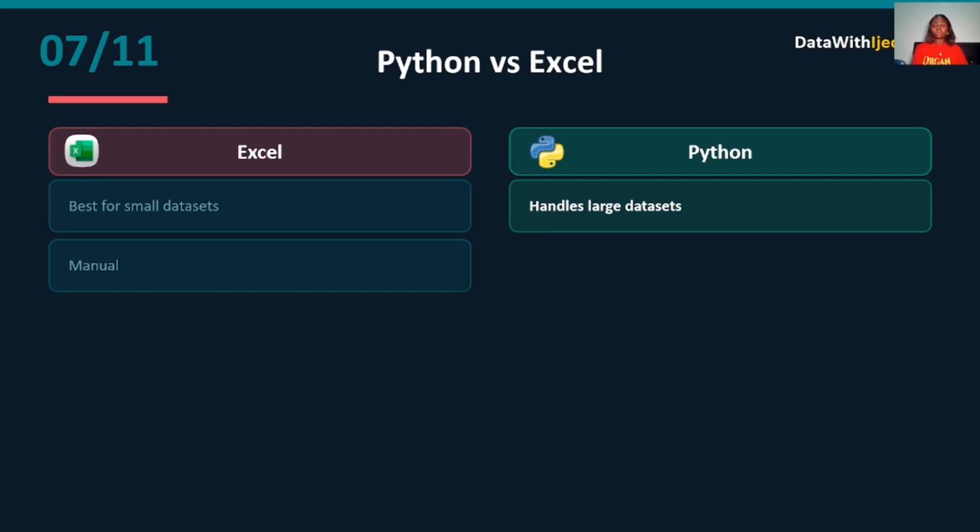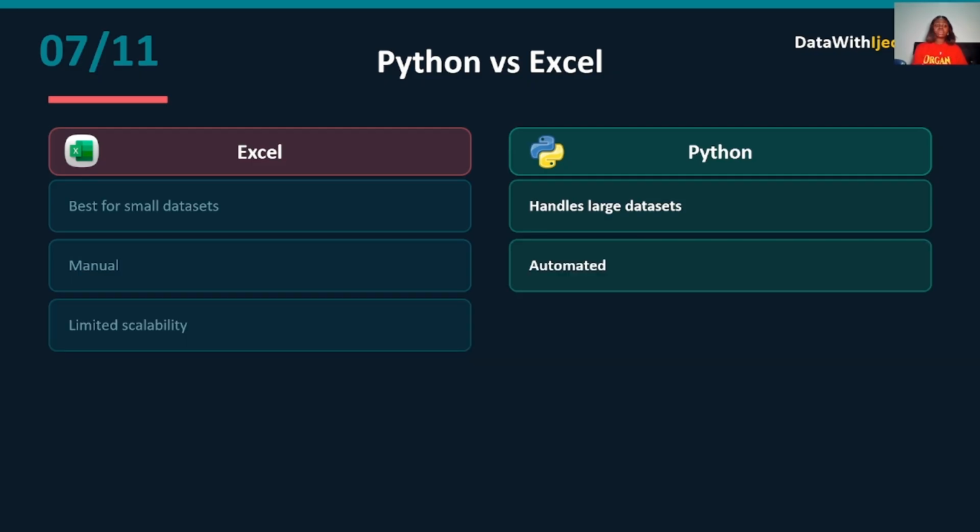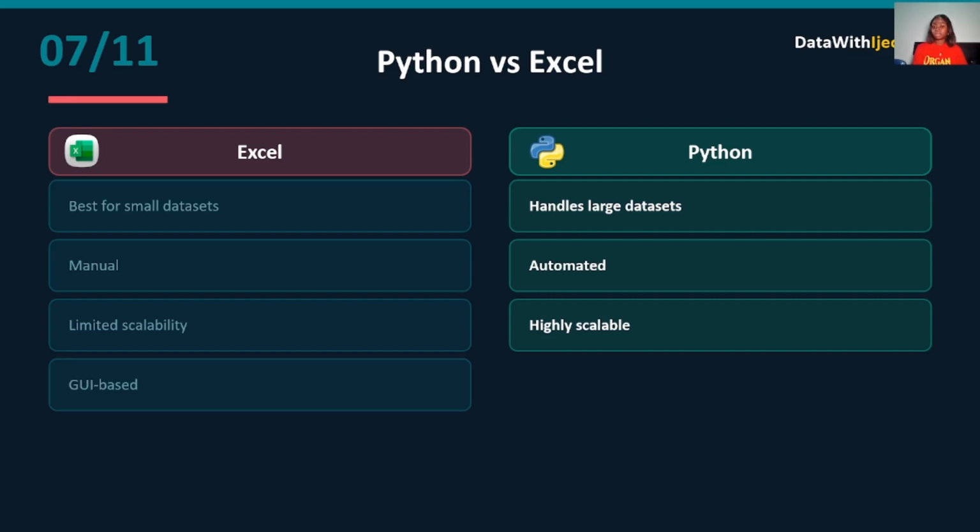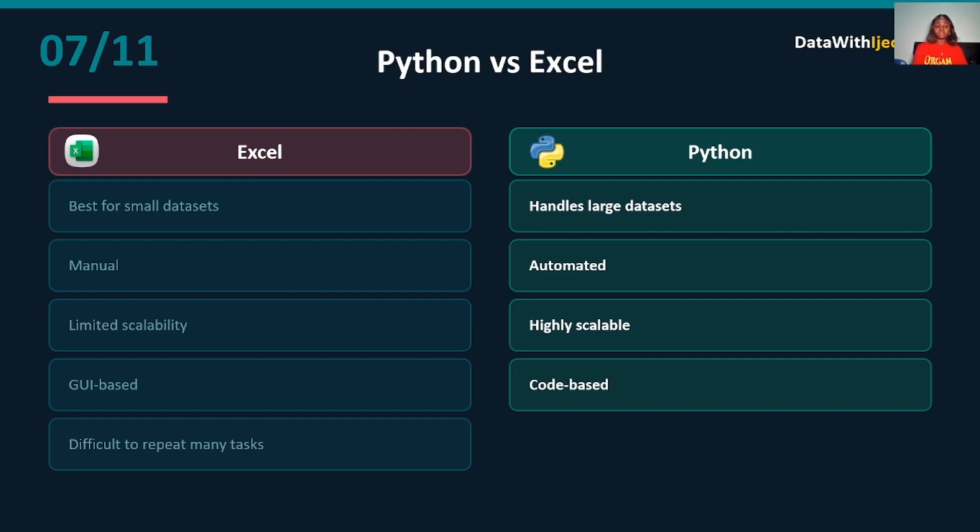Excel is manual, while Python is automated. Excel has limited scalability, while Python has high scalability. Then Excel is GUI based, while Python is code based. Finally, Excel is difficult for repeating many tasks, while Python easily repeats tasks.